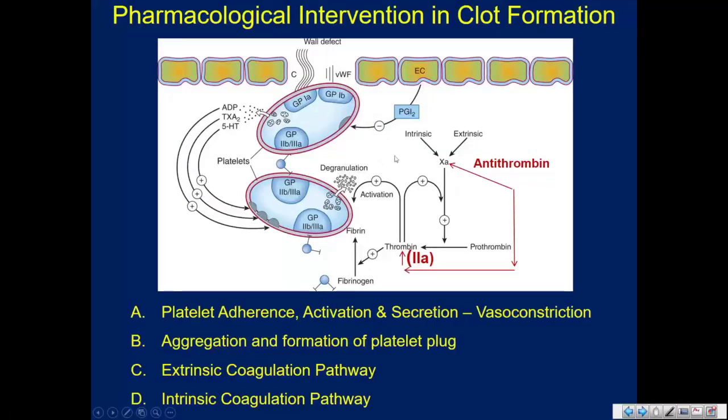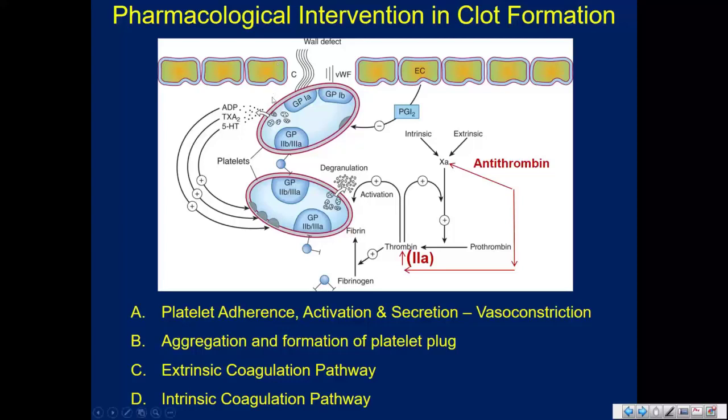Okay. This reiterates what Dr. Groh, I believe, talked about. This shows the vascular wall when it's damaged, revealing things like collagen and von Willebrand factor. The point here is that when that happens, platelets adhere, and then they're activated and they secrete. And a variety of things happen here. They secrete things that produce vasoconstriction, which of course limits blood loss. So this is some of the early steps.